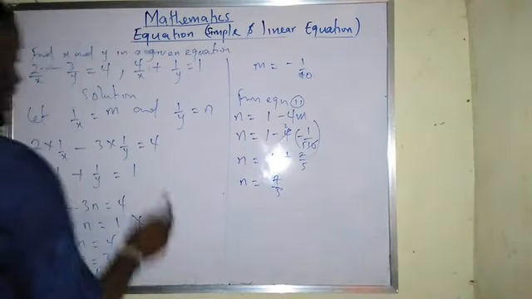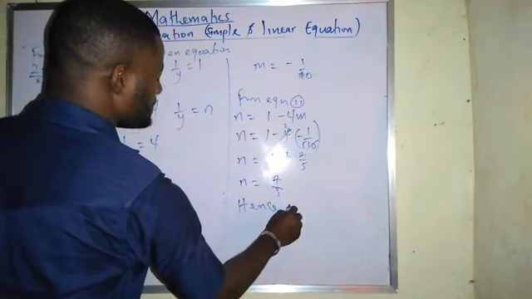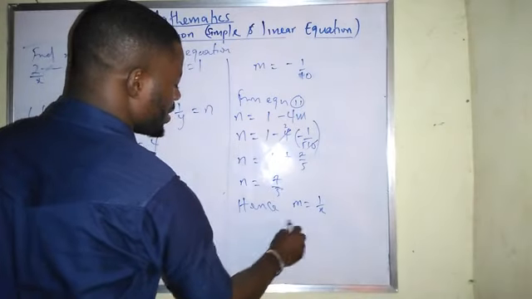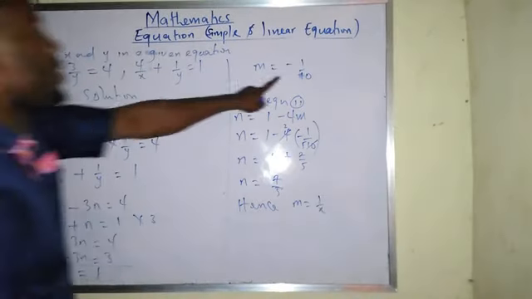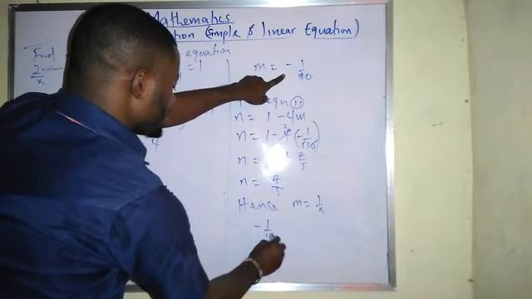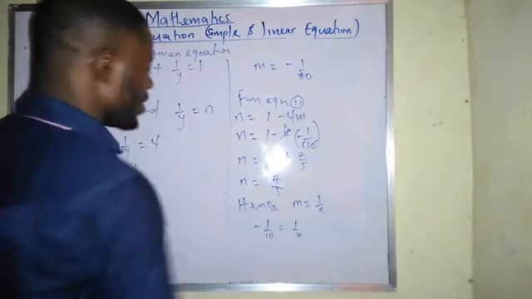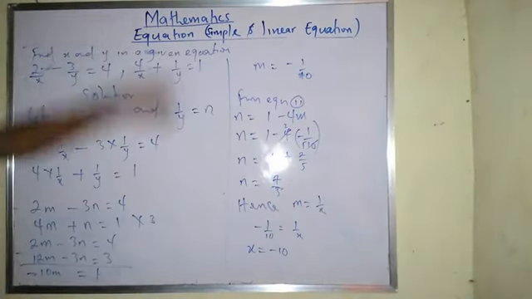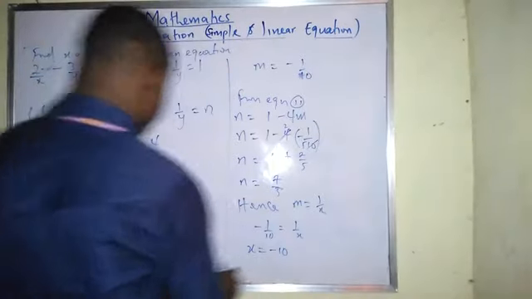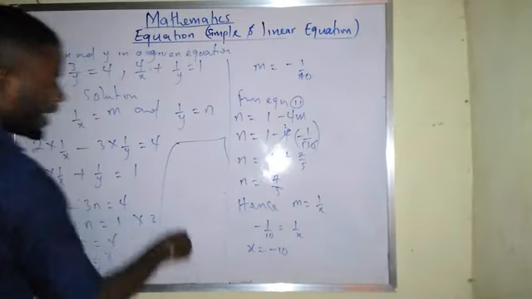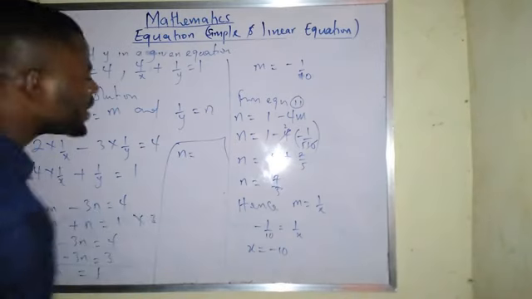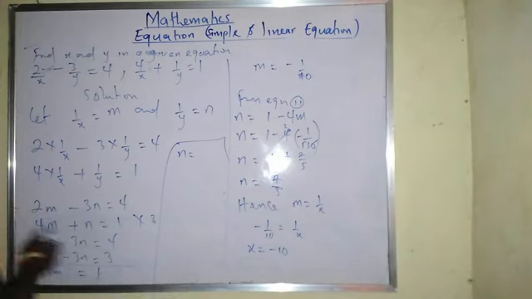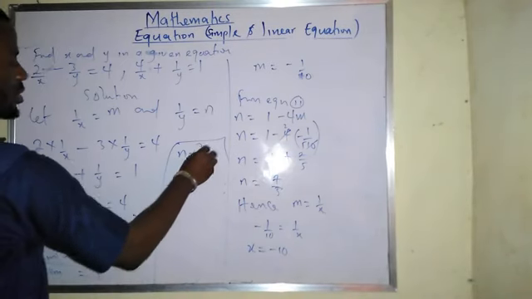Now, hence, my m equals 1 all over x. It means minus 1 all over 10 equals 1 all over x. Since 1 equals 1, my x equals minus 10. I can do the same thing with my n. I hope I don't make a mistake. Yeah, 2 times 5. No mistake. Now, my n equals 7 all over 5.